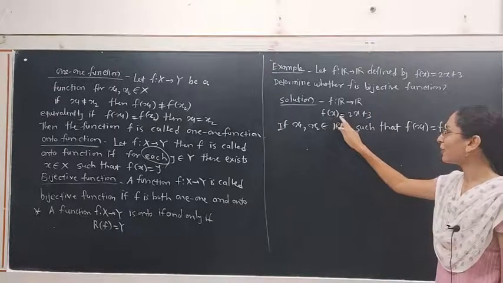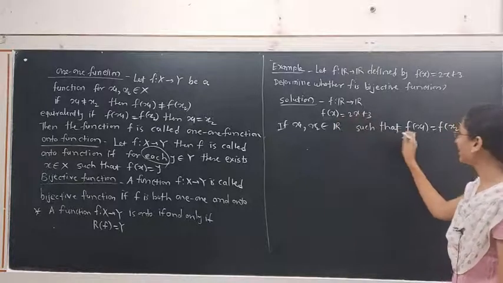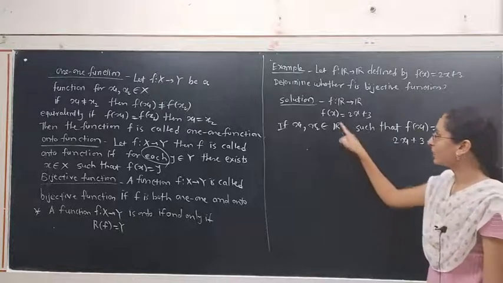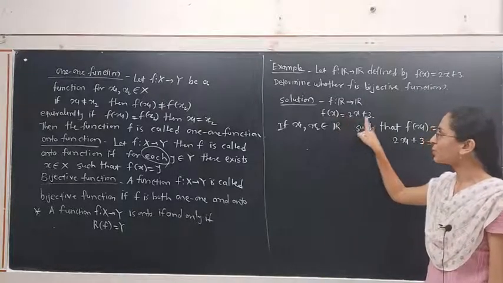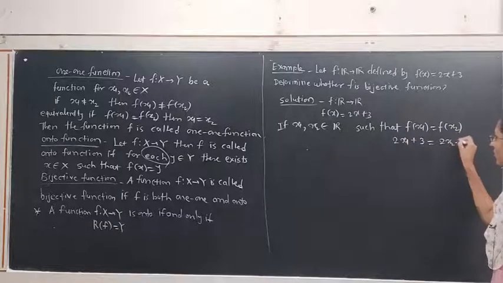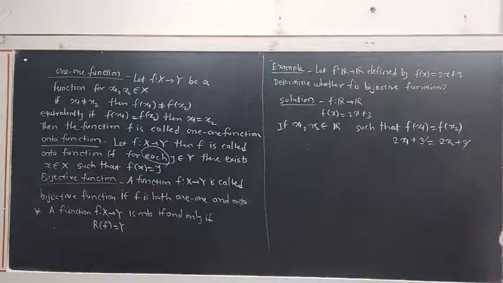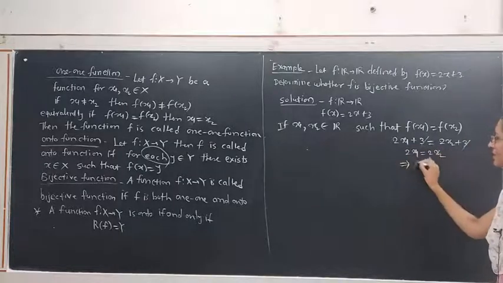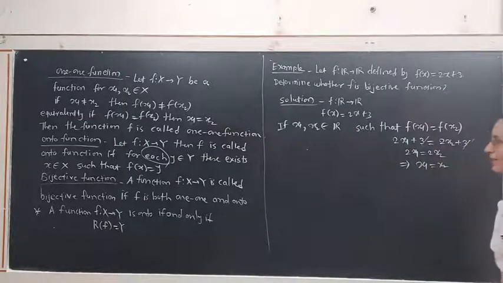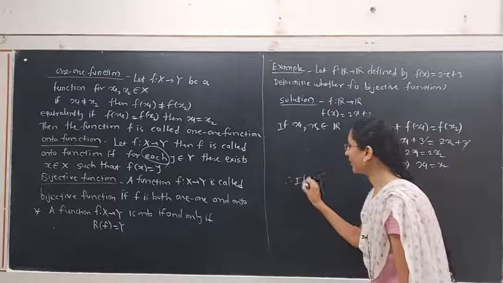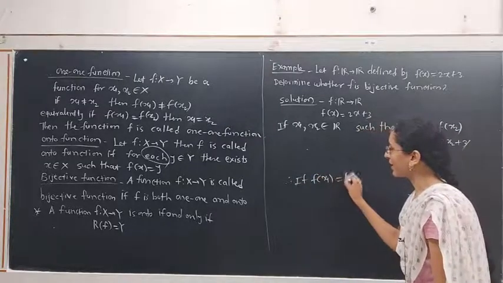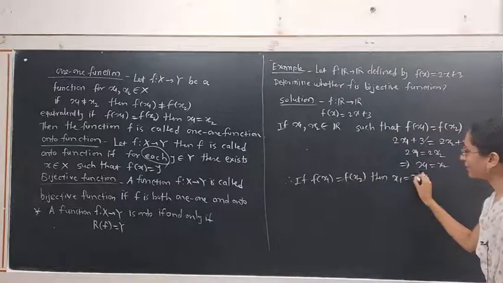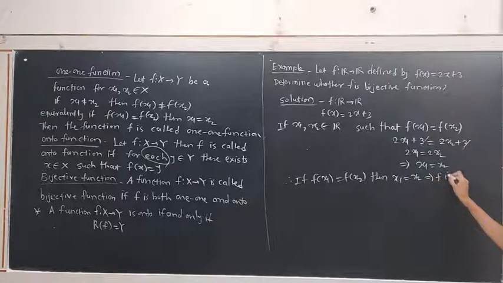What we get? f of x1 is equal to 2x1 plus 3. 2x1 plus 3 is equal to, what is f of x2? Replace x by x2. 2x2 plus 3. 3 and 3 are cancelled. We get 2x1 is equal to 2x2, implies x1 equal to x2. Hence, if f of x1 is equal to f of x2, then we have x1 equal to x2. Implies f is 1-1 function.